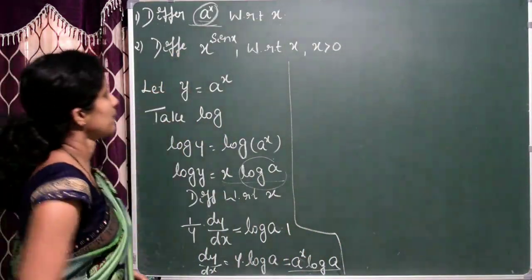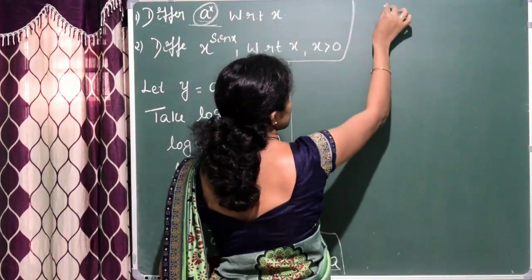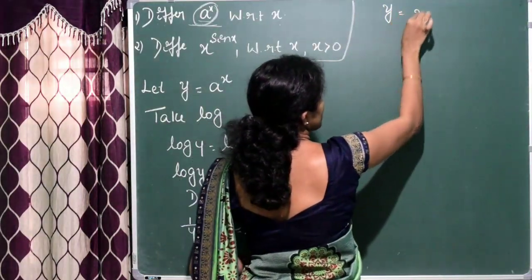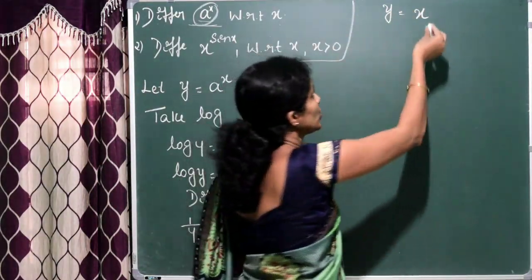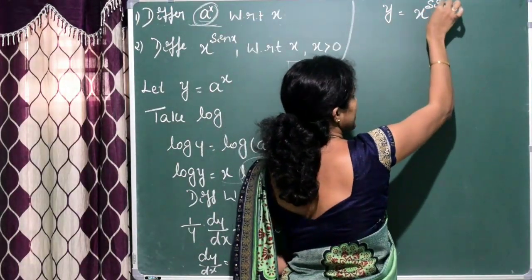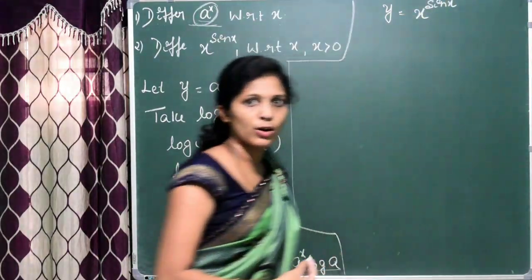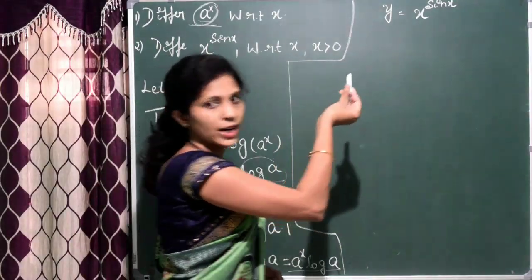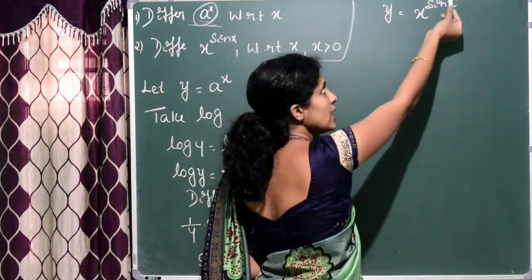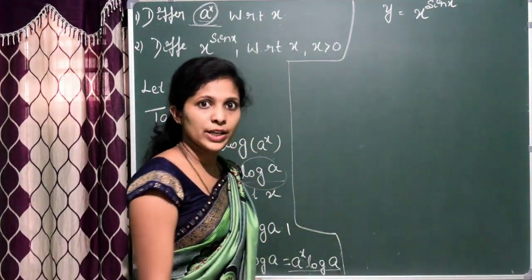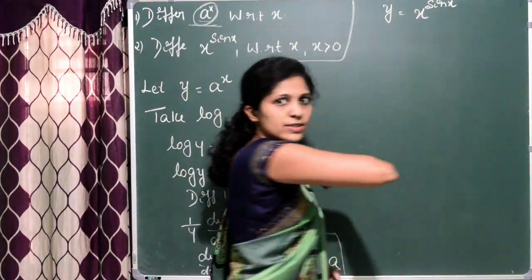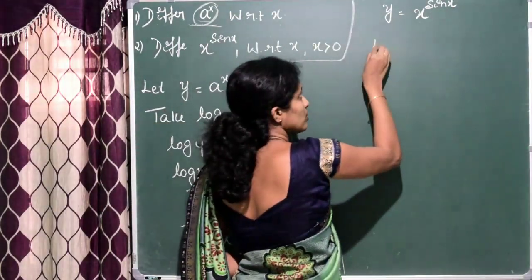Differentiate x to the power sin x. So we'll consider this as given, y is equal to x to the power sin x. Now next step what you have to do? Directly you can't differentiate, right? Because your base is also one variable and power is also another variable. I mean this is a function. Both are functions are there. So you have to take log on both sides.